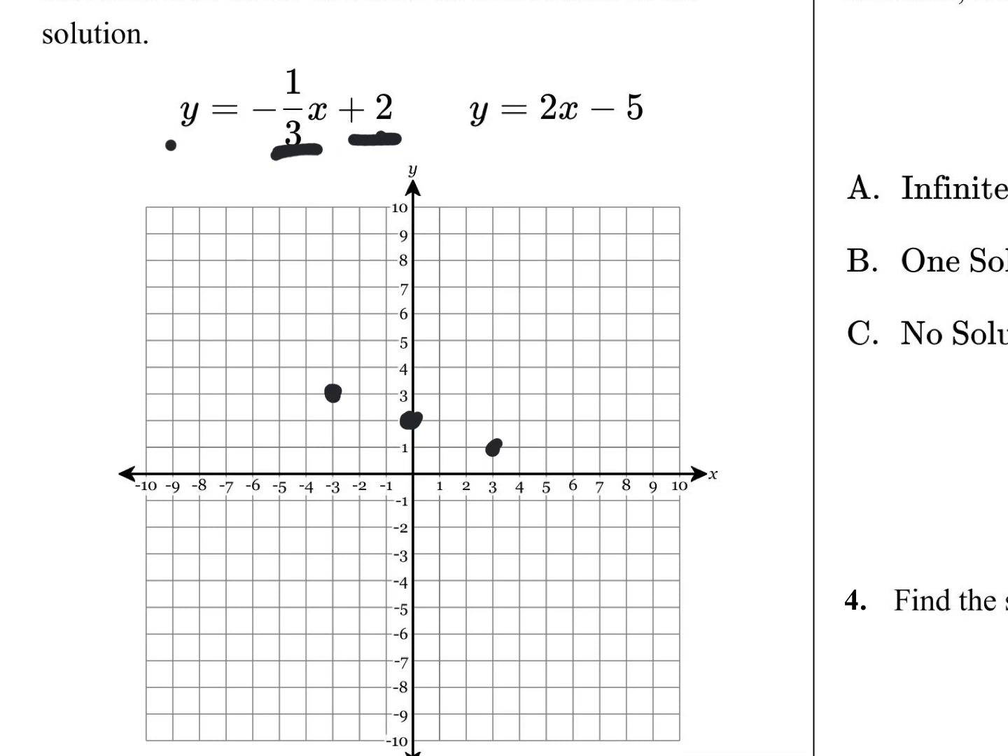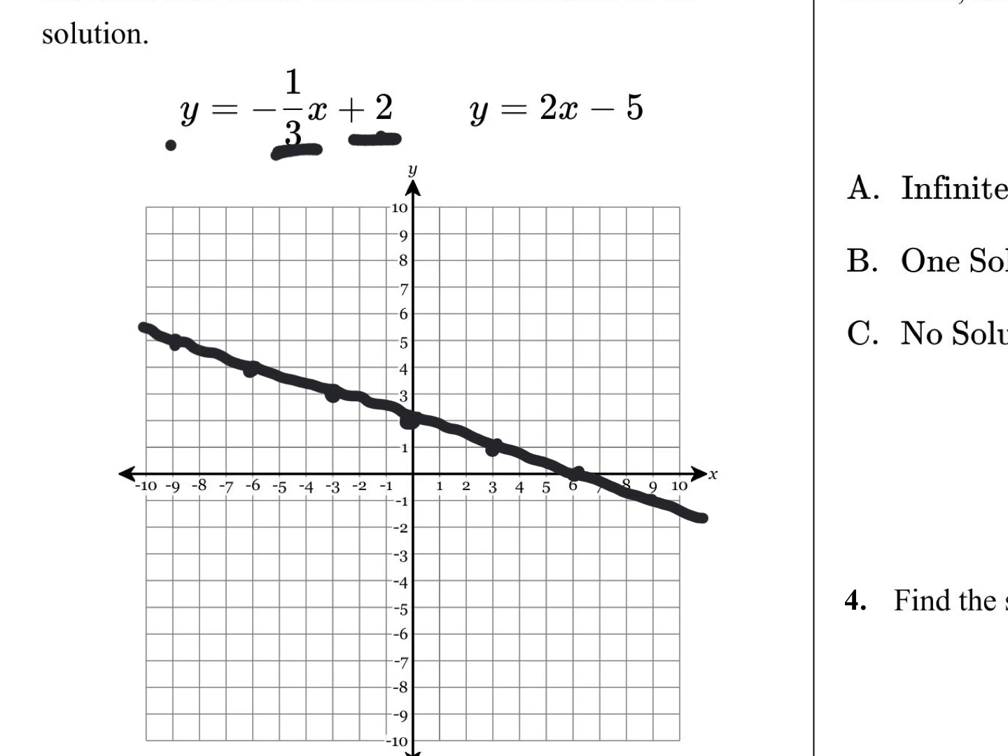And I keep doing this till I get to the edge of my graph, because I don't know where the other line is going to intersect. So I'll just connect my dots.